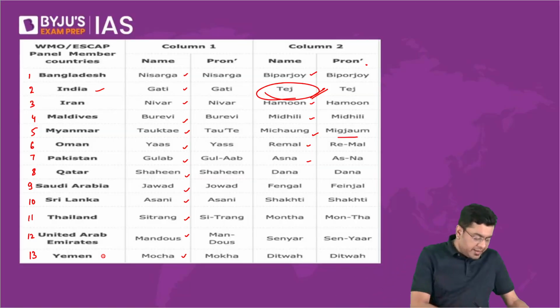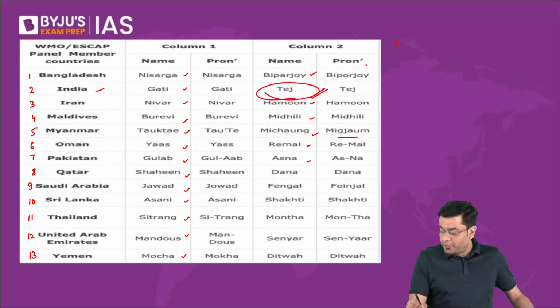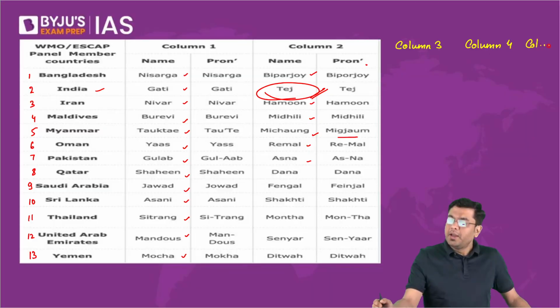But just to give you an idea, similarly, you have column 3, you have column 4, you have column 5, and so on, up to column 13.